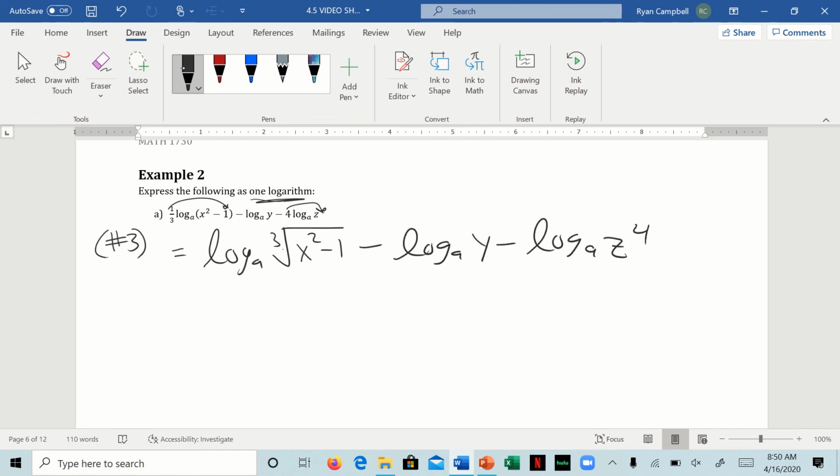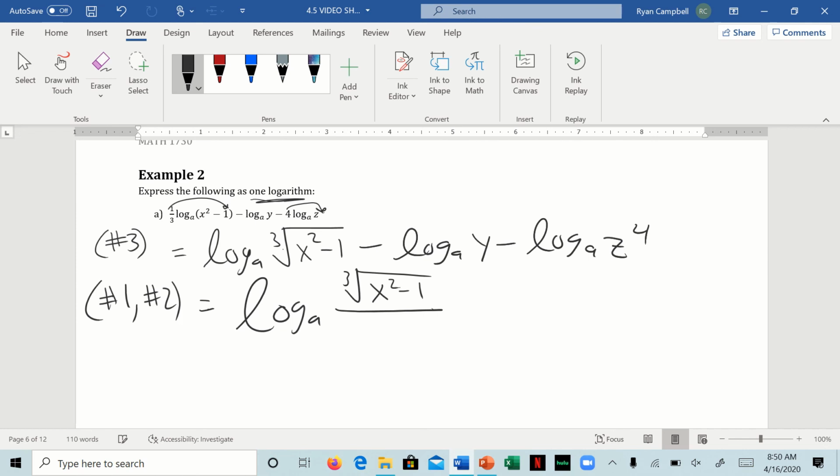And now that we don't have anything in front, now we can combine all of them. And again, I think it's just easier to do it the way I said, right? If it's subtracted, where's it going? On the bottom. If it's positive, it's on top. So for one logarithm, it's the cube root of x squared minus 1 over y times z to the 4th. And that's your answer.